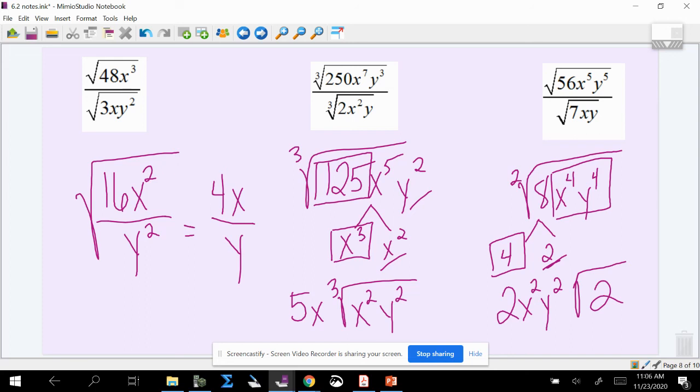So that is how we divide first by dividing your coefficients and subtracting your exponents on your variables, and then simplify the result using either perfect squares or perfect cubes depending on the radical.